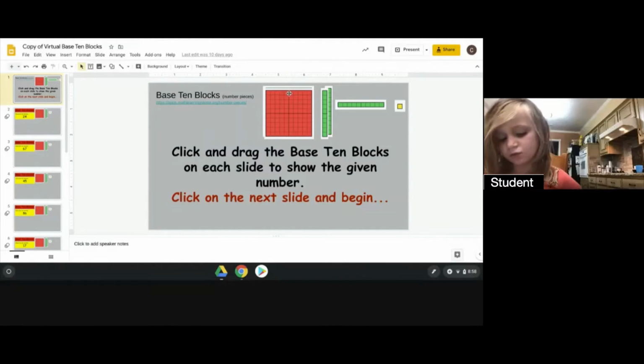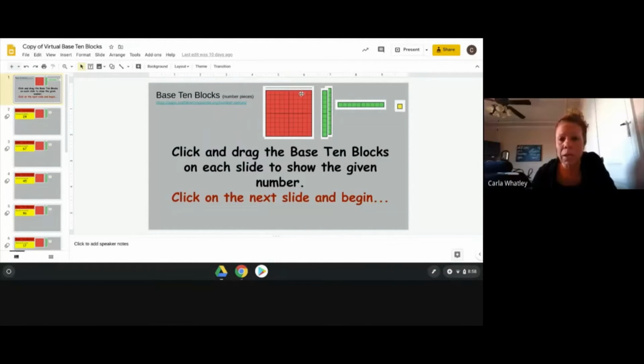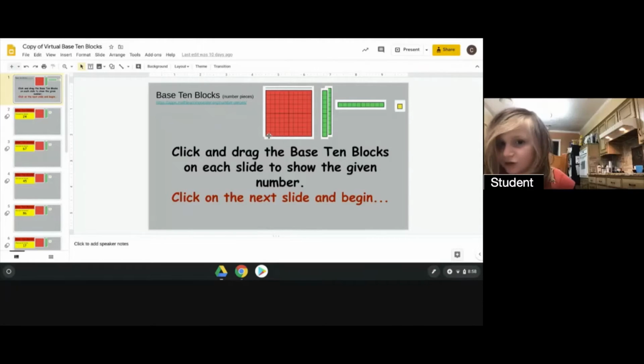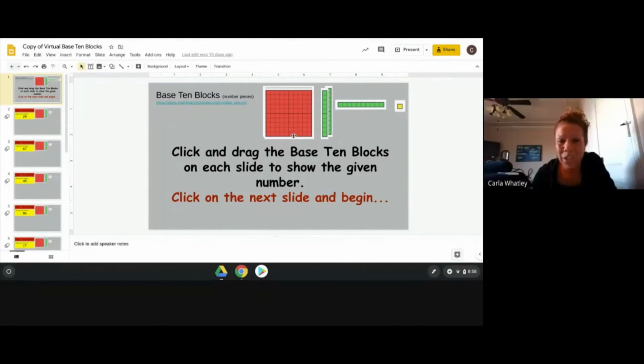I don't know. Let's count by tens, okay? 10, count with me. 10, 20, 30, 40, 50, 60, 70, 80, 90, 100. Are you with me? 100. So this is a 100 block, this red one right here.